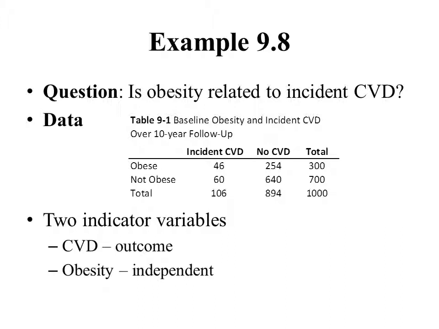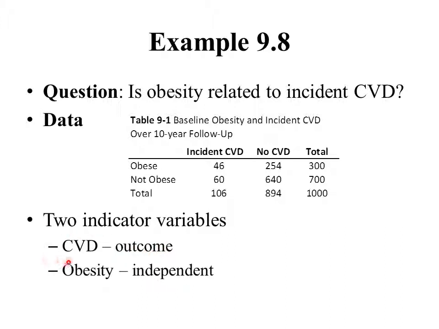So in this case, we've got a variable of having cardiovascular disease, and that's our outcome variable. That's what we're really interested in predicting, cardiovascular disease. And so each person either develops cardiovascular disease or they don't. So this is a dichotomous random variable, or we also call it an indicator variable. Likewise, each person is either obese or they're not. So obesity is another indicator variable, and that's our independent variable, or our predictor variable. So we're going to use obesity to try to predict cardiovascular disease.